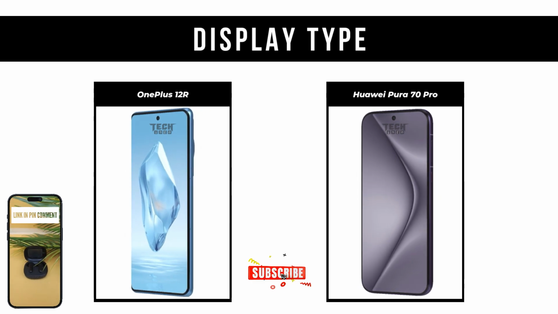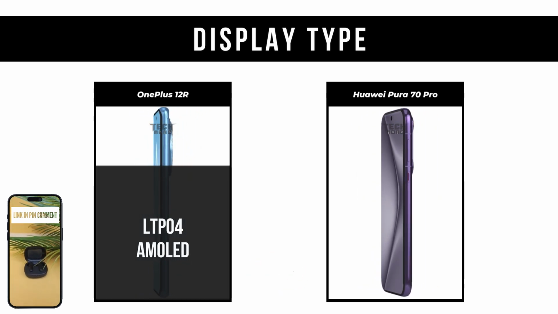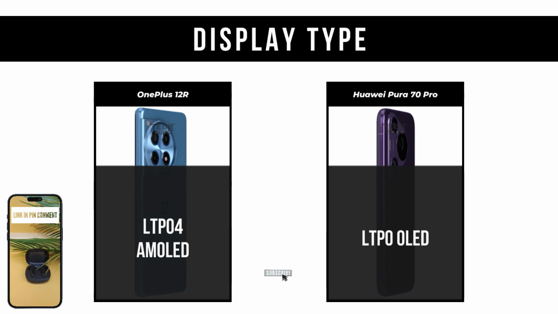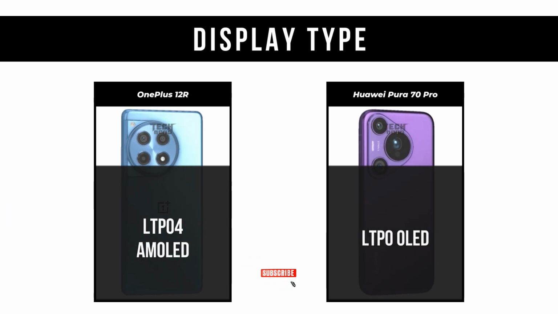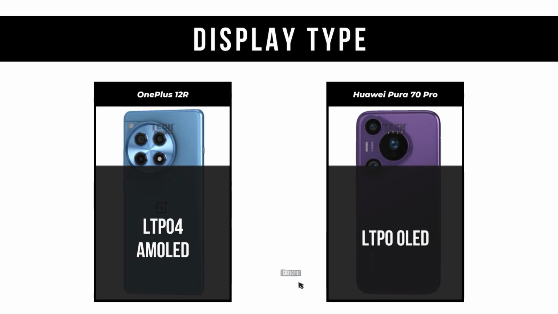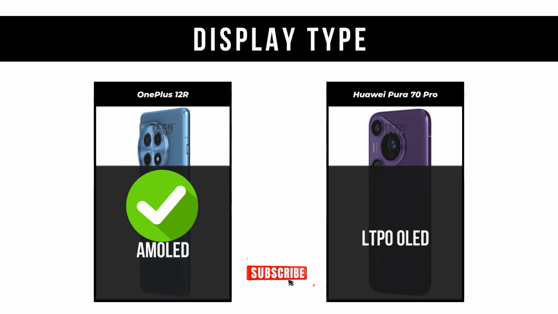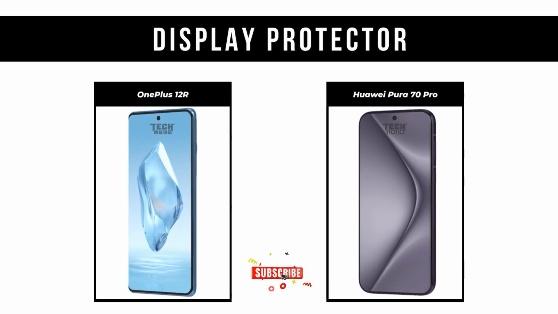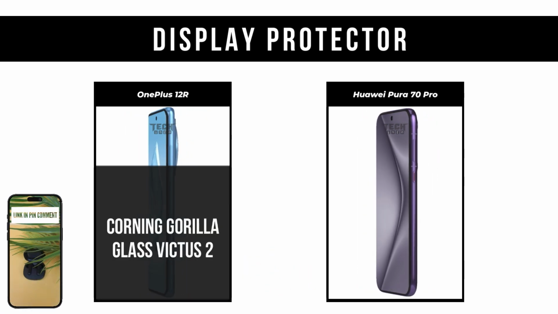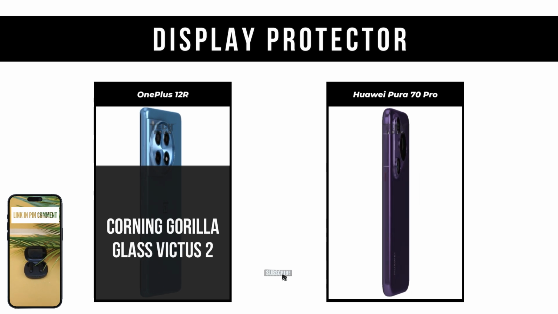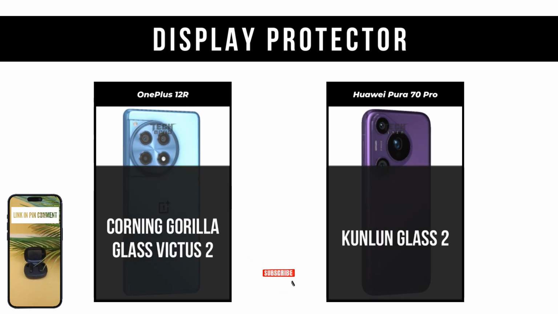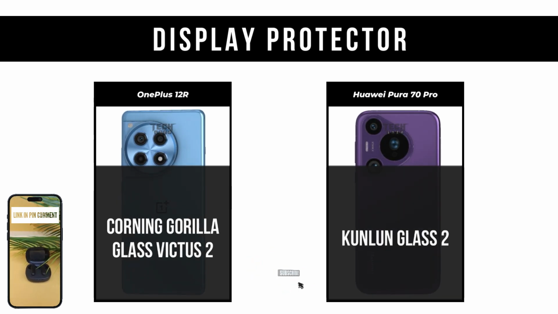Display type. OnePlus 12R is LTPO 4AM OLED. Huawei Pura 70 Pro is LTPO OLED. Display protector. OnePlus 12R is Corning Gorilla Glass Victus 2. Huawei Pura 70 Pro is Kunlun Glass 2.